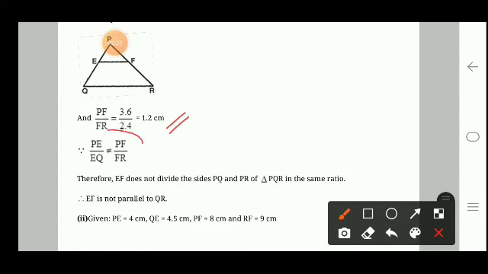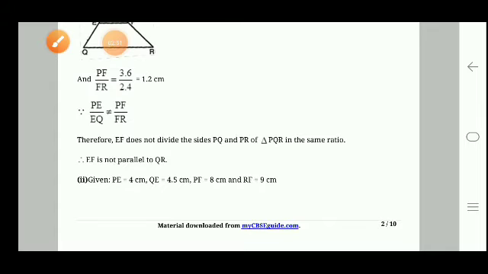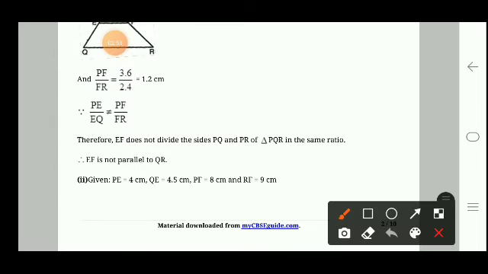As we can see, the ratios are not equal, so it means that EF does not divide the sides PQ and PR of triangle PQR in the same ratio. So therefore EF is not parallel to QR. Then moving towards the second part, it is given that PE is equal to 4 centimeter and EQ is equal to 4.5 centimeter, PF is equal to 8 centimeter, and RF is equal to 9 centimeter.